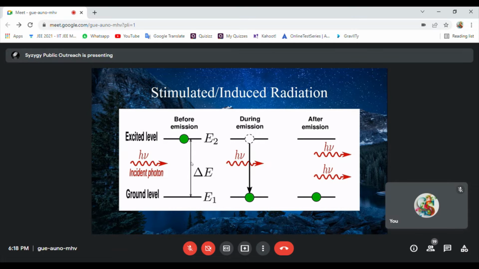But in stimulated or induced radiation, the thing is a bit different. The thing is a bit interesting. In stimulated or induced radiation, the electron would emit the two photons in the same direction as the incident photon. Okay, and this special phenomenon has made us make use of stimulated or induced radiation in lasers.